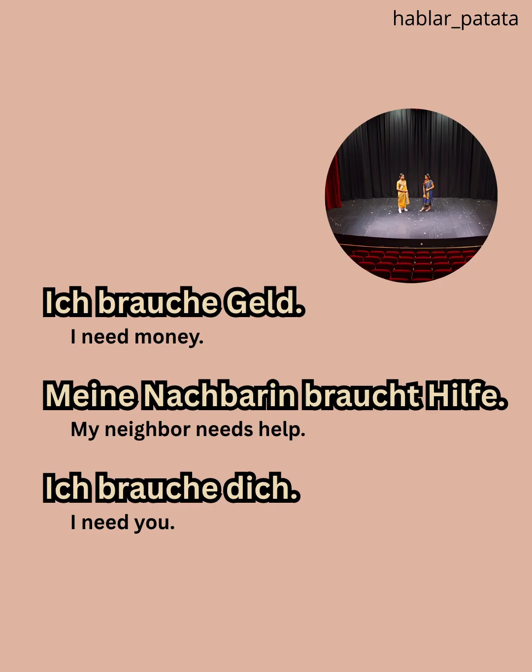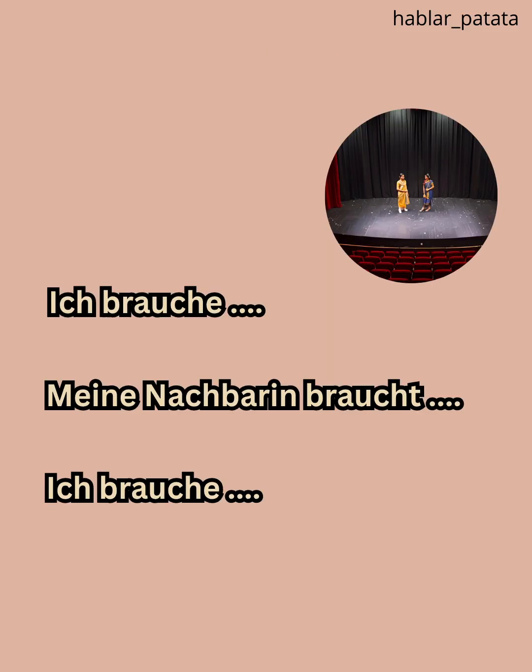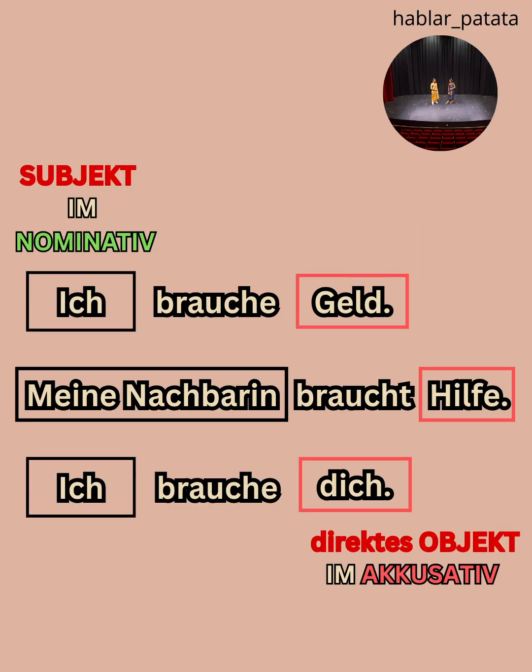In this case, our verb script tells us that we definitely have to assign 2 roles. Otherwise, the play is incomplete. After all, I can't say ich brauche or meine Nachbarin braucht without someone immediately asking me, what? What do you need? What does she need? Verbs that assign 2 roles are called verbs with an object in accusative. So, in addition to the subject, we have a direct object, that is, the accusative object, which is connected to the subject by the verb.